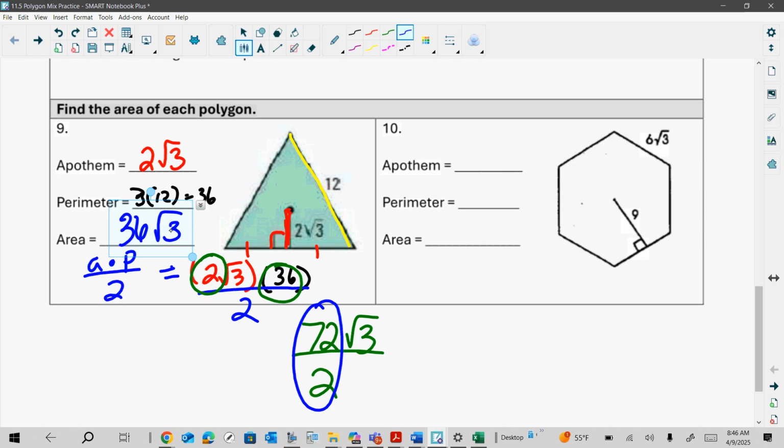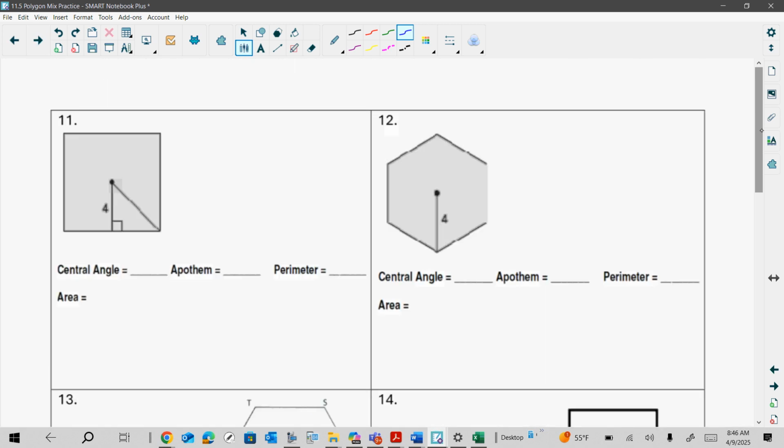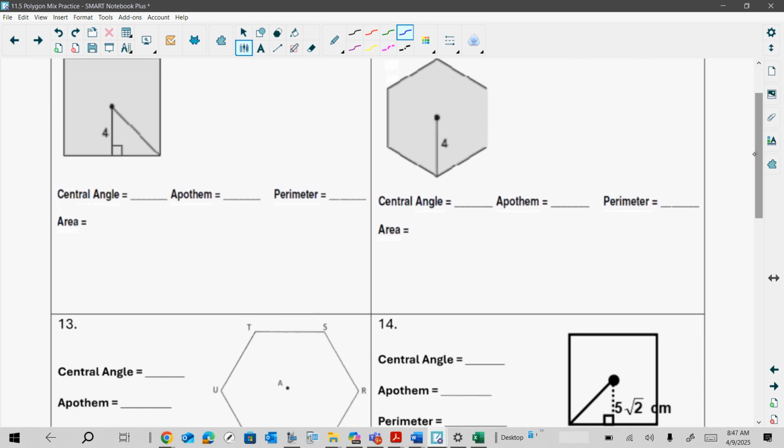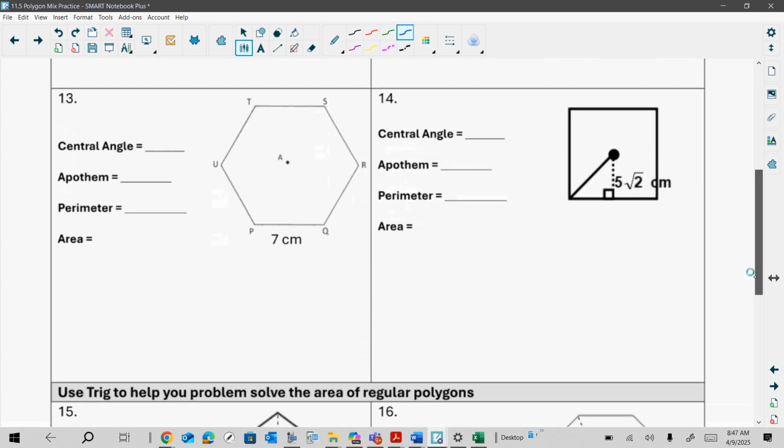On these first set of problems, you're going to be given the parts so you can fill in the blank. But when you get to this page, let's talk about number 13. If you notice, the parts are not all filled in. You can't physically see the apothem, so you're going to have to draw it. You have to draw the segment from the center down to the side. I know this is kind of crooked. And it has to be perpendicular.